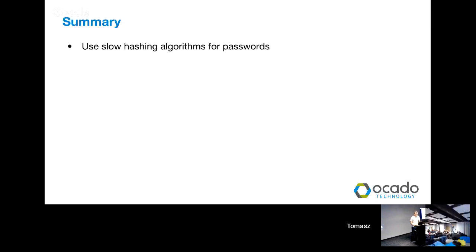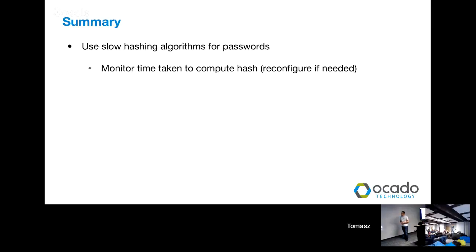So I would like to leave you with some bullet points. I would like to encourage you to use slow hashing algorithms for passwords. I think I tried to convince you that they're the way to go. What you need to do, though, when you use those is monitor the time taken to compute a hash, because computer architectures move forward. They're faster and faster, and from time to time, it's a good idea to check whether the cost of our slow hashing algorithm is enough for today's time, right? And we need to reconfigure if it's needed.